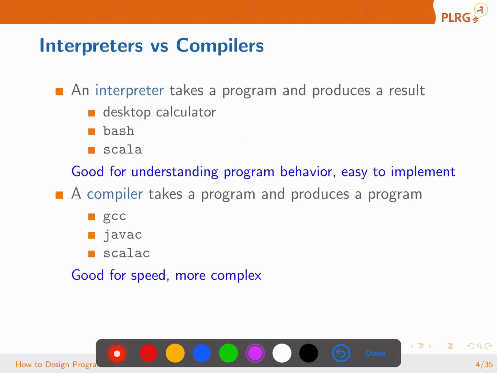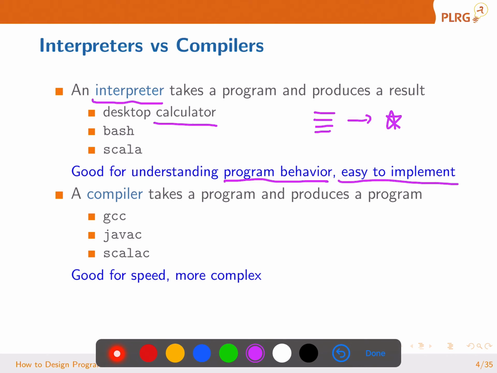Okay? So then what are interpreters and compilers? Even though I explained that on Monday, there were several questions and I wanted to emphasize that one more time. An interpreter takes a program as an input and produces a result. I think that's pretty much what you've expected. You provide a program and an interpreter runs it and gives you a result back, just like a calculator. So it's really good for understanding program behavior because you write some code and run it, it's going to give you the result. And it's pretty easy to implement.